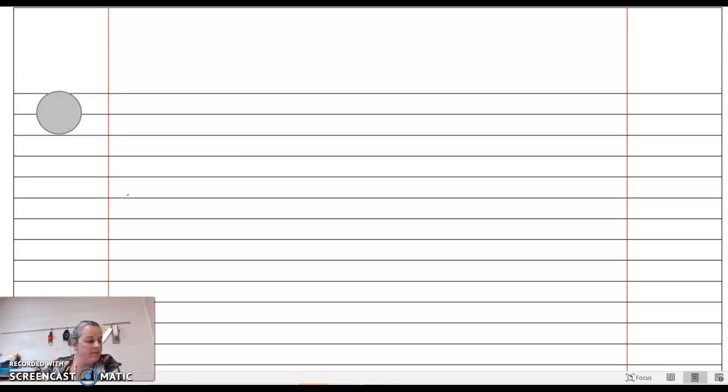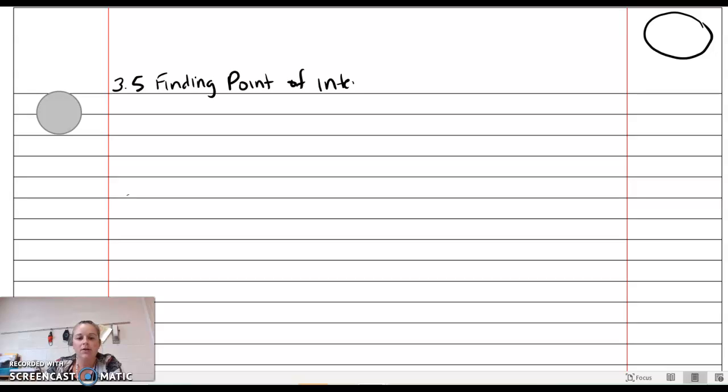Hi guys. These notes are finding point of intersection. They should go into your notebook. So you want to put your page number at the top. And then what we'll do is put, these are 3.5, finding points of intersection. Okay. These also, you want to put that in your table of contents.